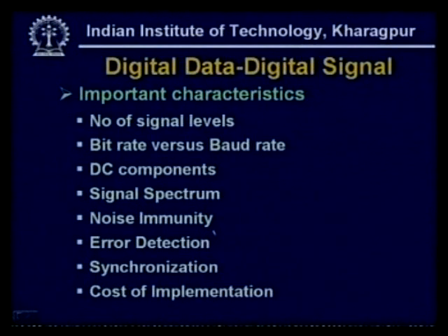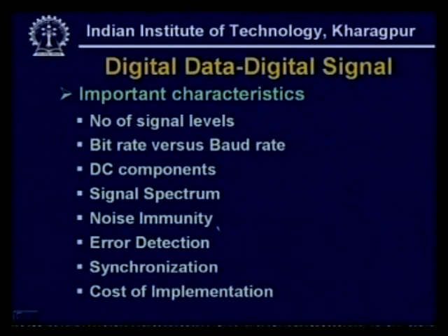Then noise immunity, whether the encoding that we do has higher noise immunity or not. As we have seen, some of the transmission media have inherent noises, which we have already discussed in the transmission impairment lecture. There we have seen that in the presence of noise we have to transmit the signal, and obviously if the encoding is done such that it has higher noise immunity, it will be beneficial.